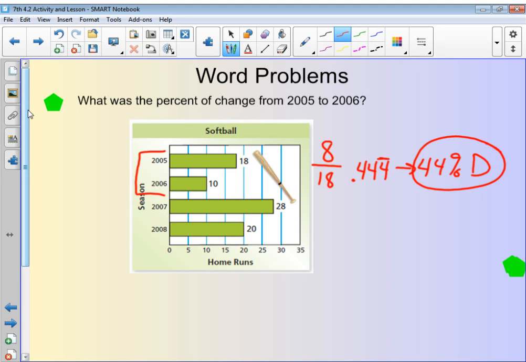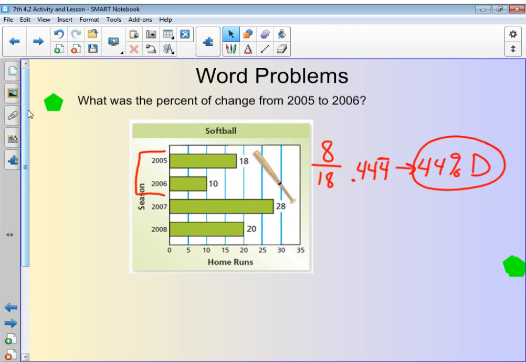So you should have gotten approximately a 44% decrease on this one. Okay, so that's just working with some word problems. Key thing on the word problems is making sure that you're identifying what was the original number. I know it's easy to find the change, or in this case, how many home runs it changed. But make sure that you're going through and actually finding what was my original number.